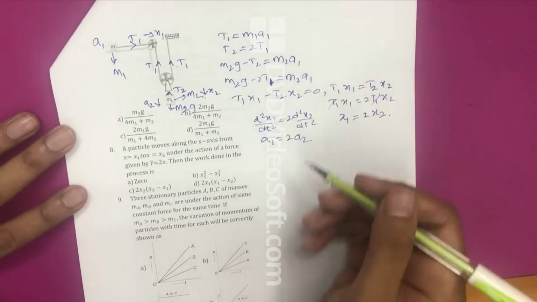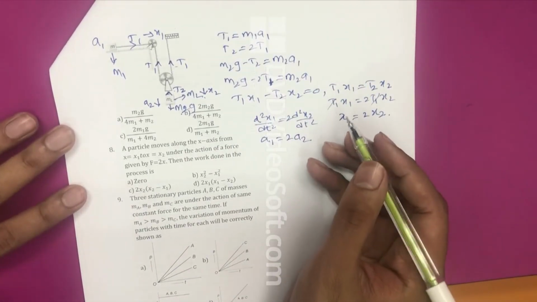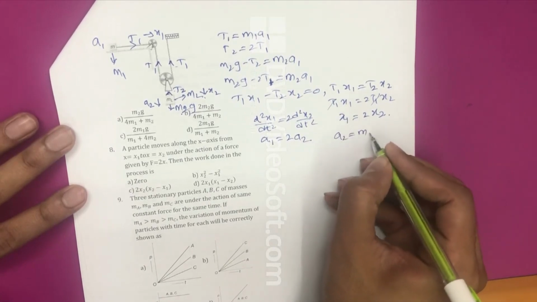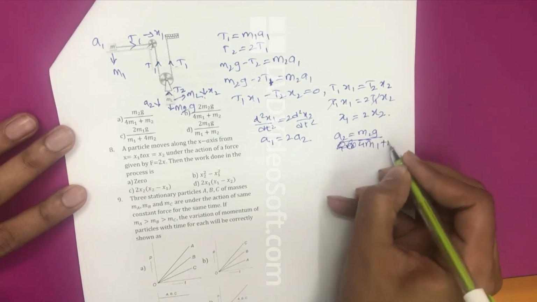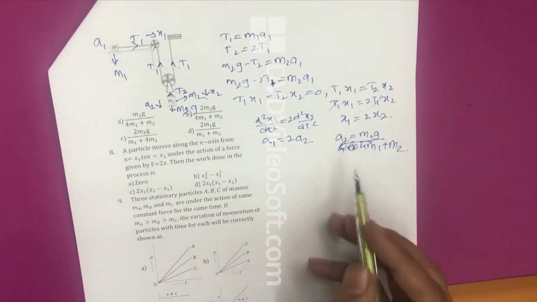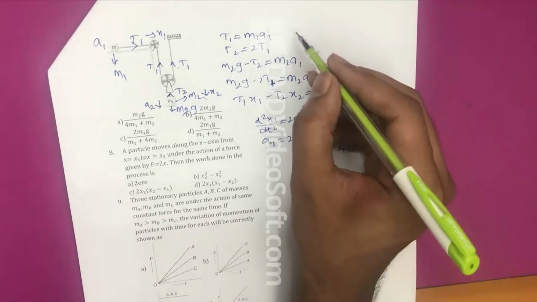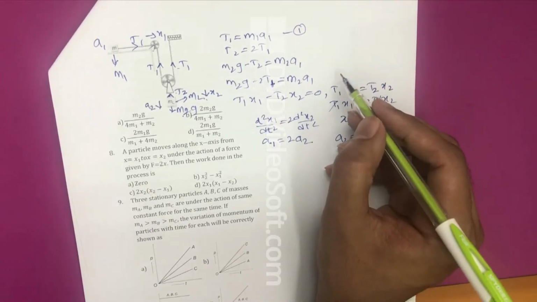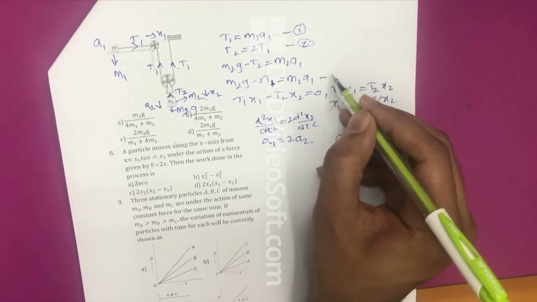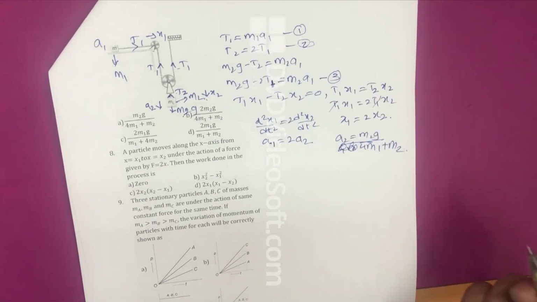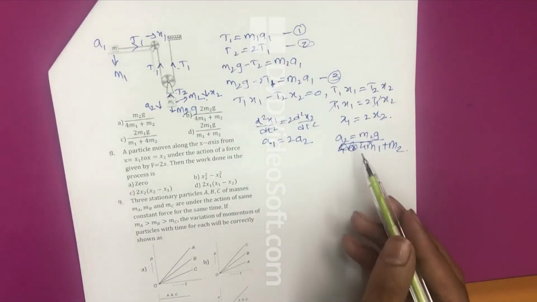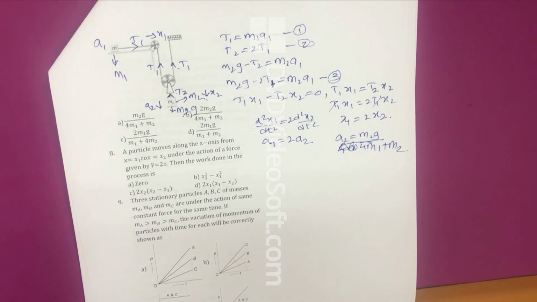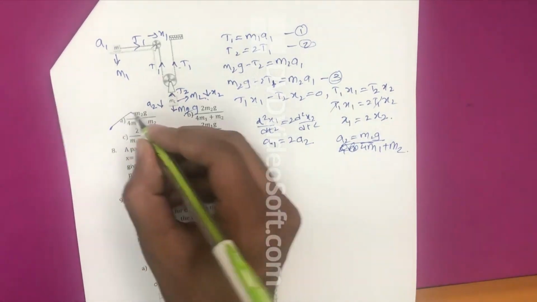Now after solving all the equations, I would obtain that a2 would be equal to m2g divided by 4 m1 plus m2. This is obtained using equations 1, 2 and 3. Substituting the value of a1 here and using the combination of equations, I will get the value of a2 as m2g divided by 4 m1 plus m2. That would be option A.